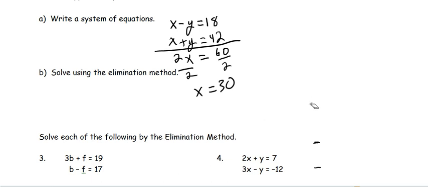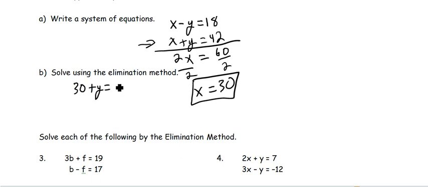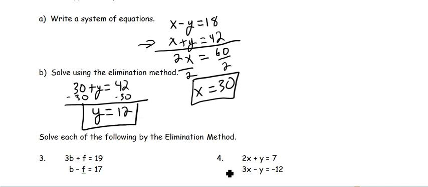I see all those little marks that I made, they just kind of jumped around and we lost them up top. So now I can plug back in, and I prefer to use addition rather than subtraction. So I know x is 30, so I can write in here 30 plus y equals 42. Subtract my 30. I get y equals 12. There's my other answer right there.